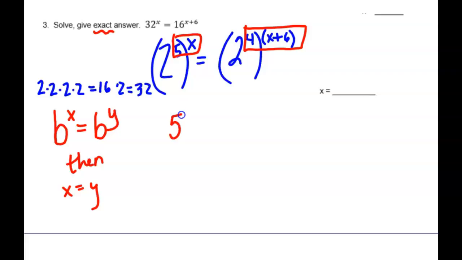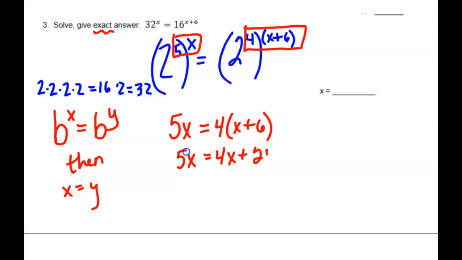Everybody's clear on that? So we have 5x, 5 times x right there, equals, and over here we have a 4 times an x plus 6. A lot of you got to this point and just didn't distribute. Okay? Make sure you put that x plus 6 in a parenthesis so that you remember you have to distribute it. That was the most common mistake. I got 24. Did someone else get 24?